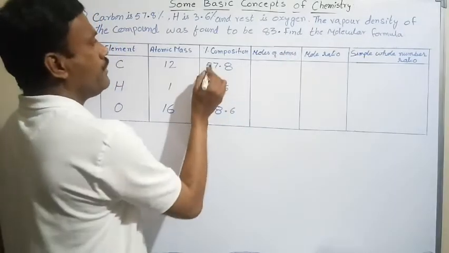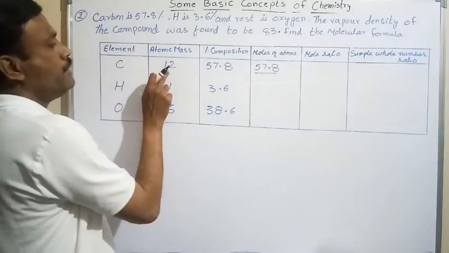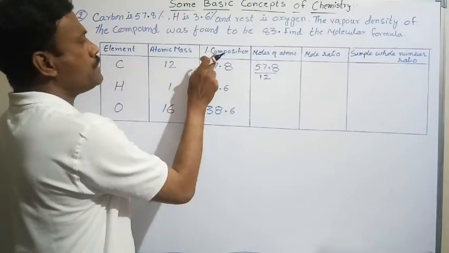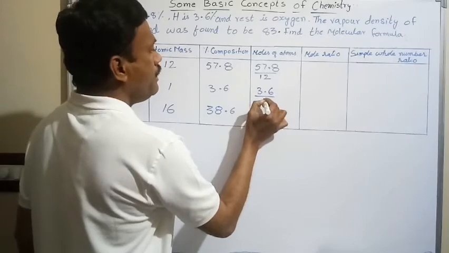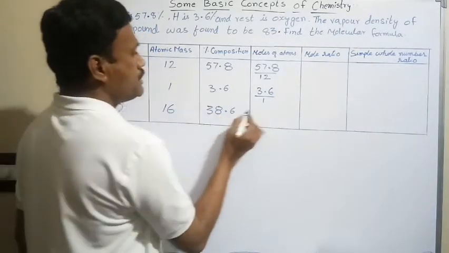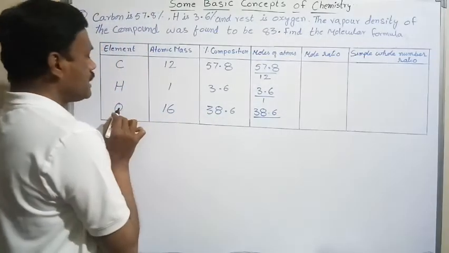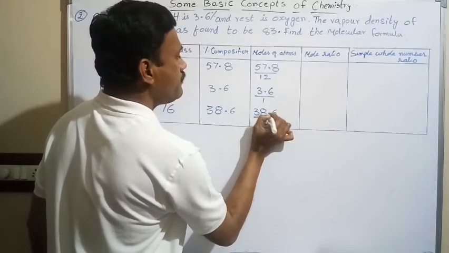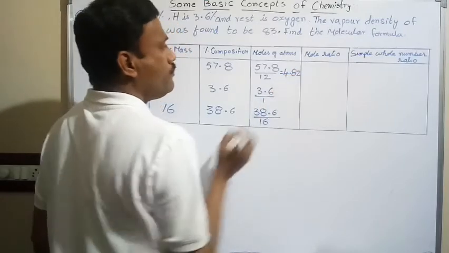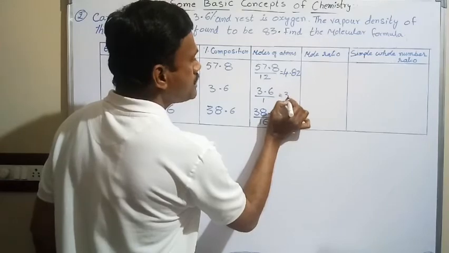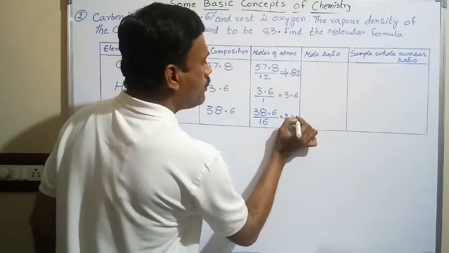Moles of atoms, percentage composition divided by atomic mass. So 57.8 divided by 12 gives 4.82. Then 3.6 divided by 1 gives 3.6. Next, 38.6 divided by the atomic mass of oxygen, 16, gives 2.41.